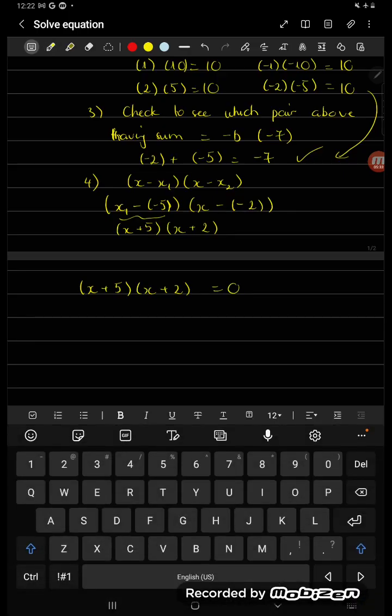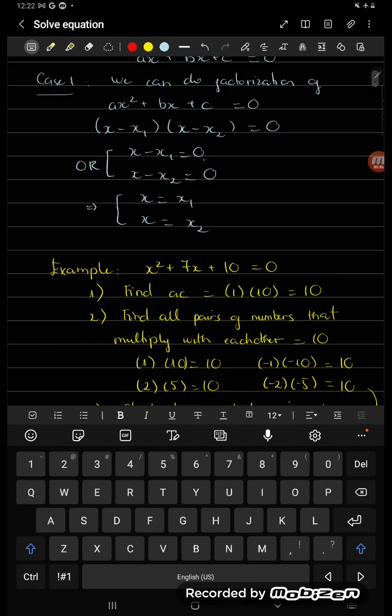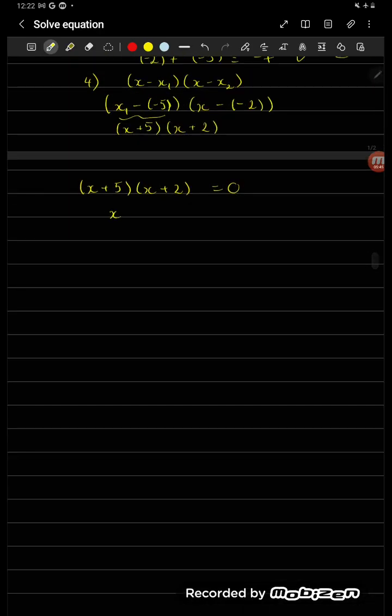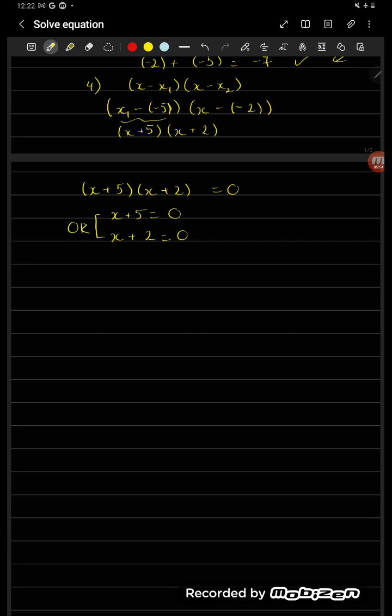And as I said above, if two terms multiply to 0, it means we have x equal to x1 and x equal to x2. So in this case we have x plus 5 equal to 0, or x plus 2 equal to 0. One of the two terms equals 0, so the product will equal 0 immediately, because whatever times 0 is 0. So it means we have x equal to negative 5 or x equal to negative 2. So for this case, we can do factorization.